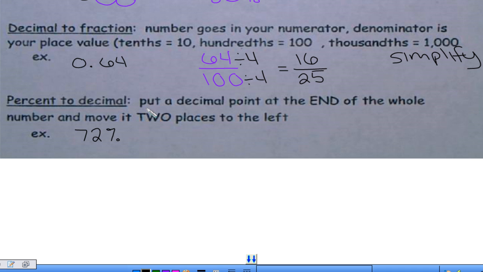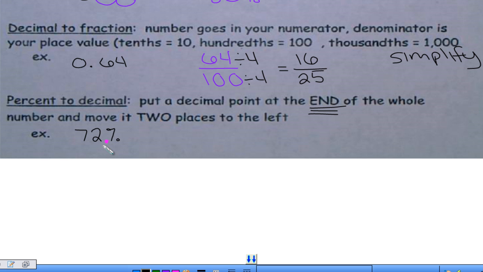So this one, 72%, make sure you have that written down. You put a decimal point at the end of your number. Okay, remember at the end of every whole number is an invisible decimal point. So you need to put it in. So 72 decimal point. Underline this if you need to, because a lot of you guys forget this. Decimal always goes at the end of a whole number.